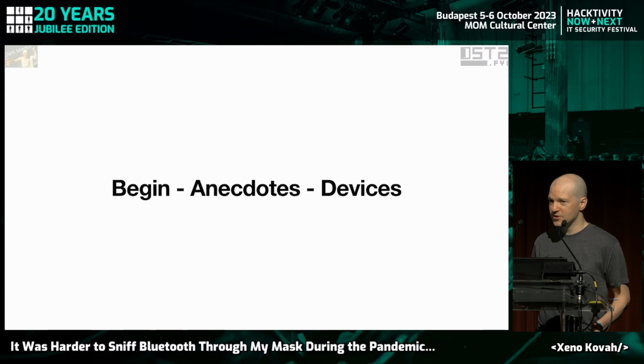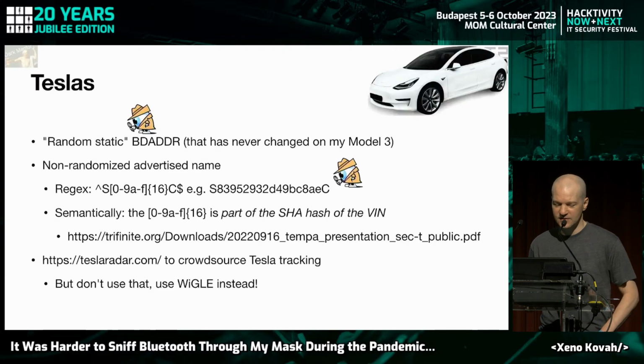So that's the end of my location anecdotes. Let's talk some device-specific anecdotes. When it comes to Teslas, those are super trackable, because they have random static BD addrs that never change. I have a Model 3 and it's never changed over the life of the product. They also have a randomish looking thing that starts with S and ends with C. And it turns out that the middle bits are actually part of the VIN, the vehicle identification number. And there's a much better presentation where you can go deeper into all things about Tesla and tracking them.